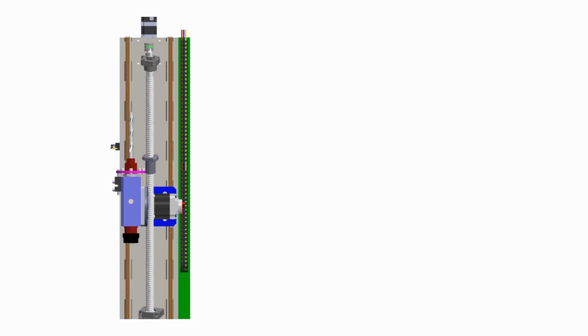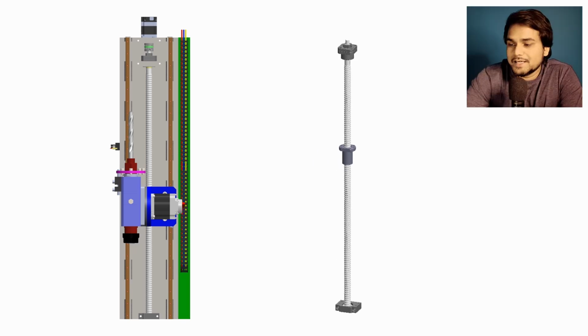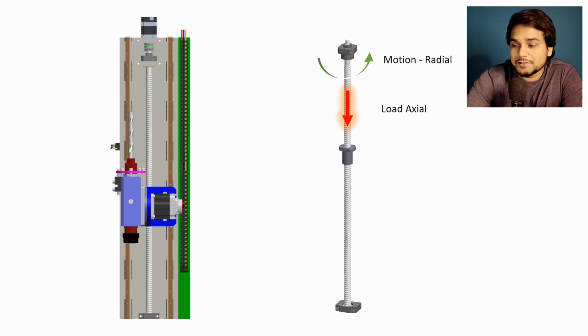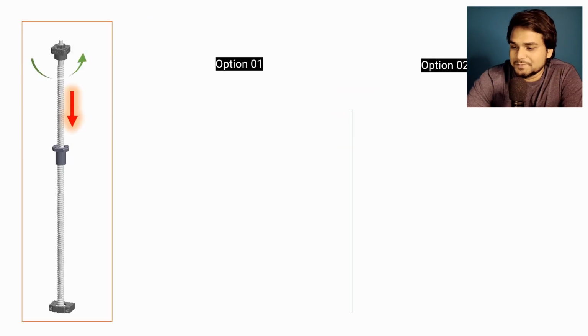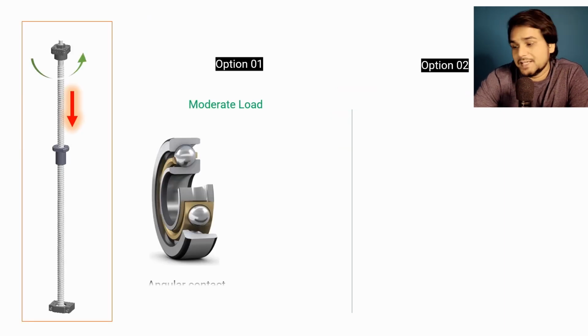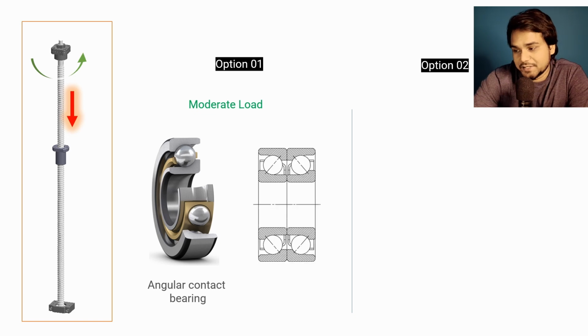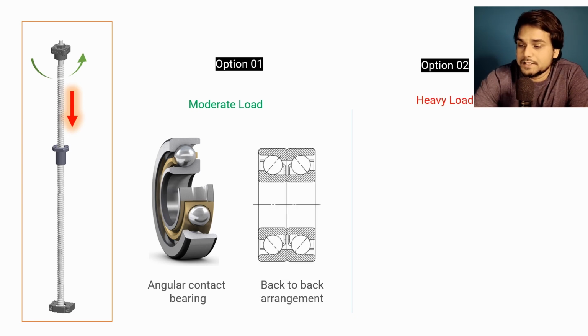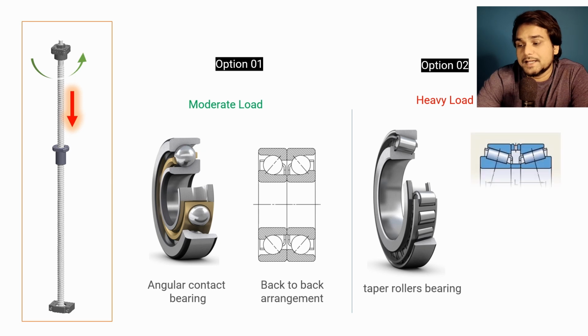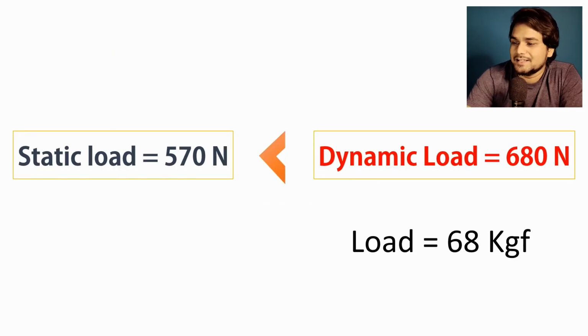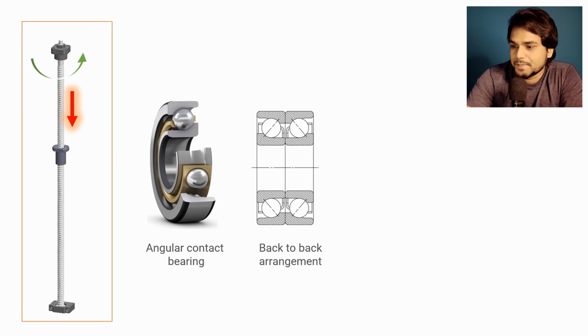And now it's time to choose the bearing arrangement for the ball screw. So in the case of ball screw, load direction is axial and motion is radial. Means there is a thrust load as well as radial load. So we have two options. If the load is moderate, we can go with the angular contact bearing arrangement, or if the load is heavy, we can go with the taper roller bearings. So here the load is moderate, so we can go with the angular contact bearing.